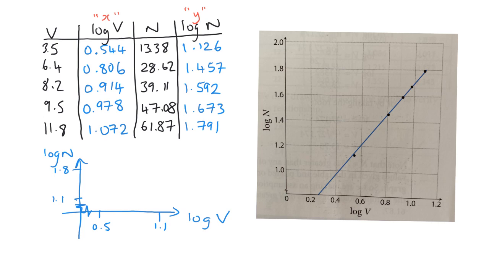So as you can see, I've cheated a bit and put an image of the graph in from your textbook. You can see the points plotted there will go from 0.544 on log v and 1.126 up on the log n axis. So you plot your points and they should form a straight line. Okay, and then from that we can find the gradient and we can find the intercept to be able to get the values for A and for B.